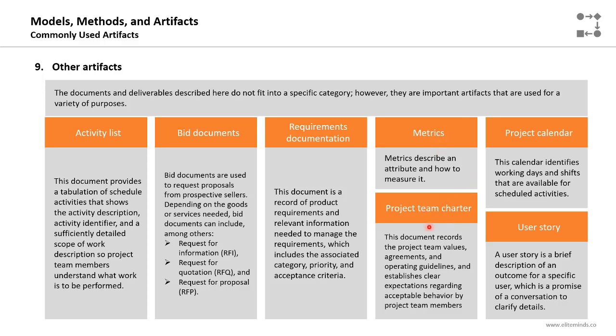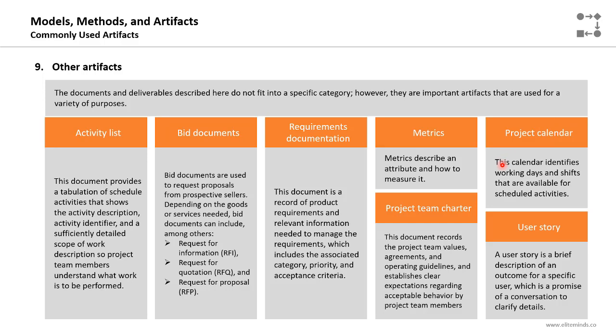A project team charter, it's a document that records the project team values, the agreements, and the operating guidelines, and it establishes clear expectations regarding acceptable behavior by the project team members. So the ground rules of the interactions between the project team members will be documented in the project team charter. The project calendar identifies working days and shifts that are available for scheduled activities in the project.